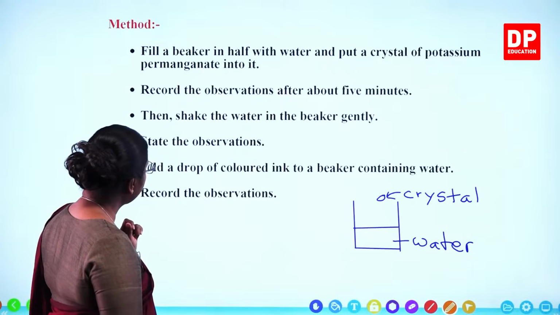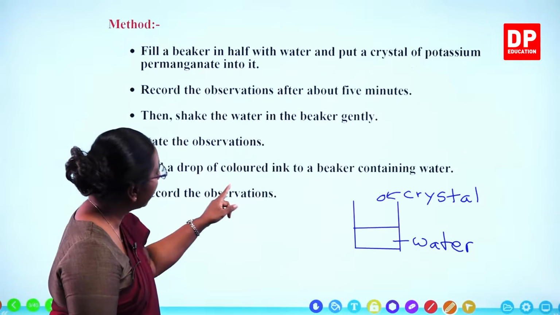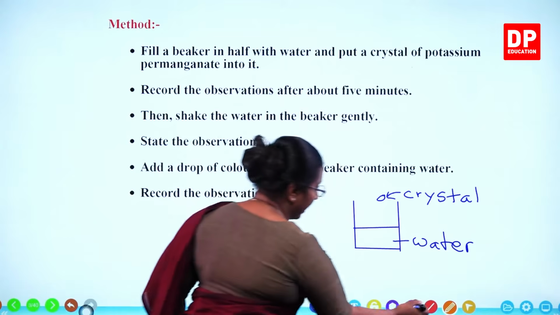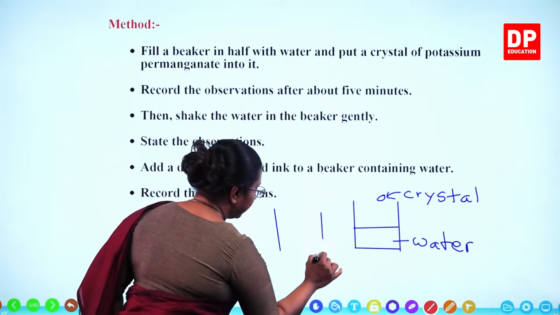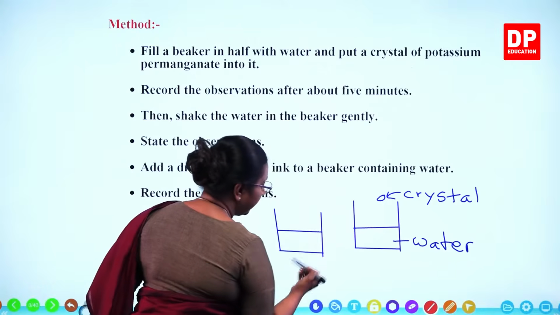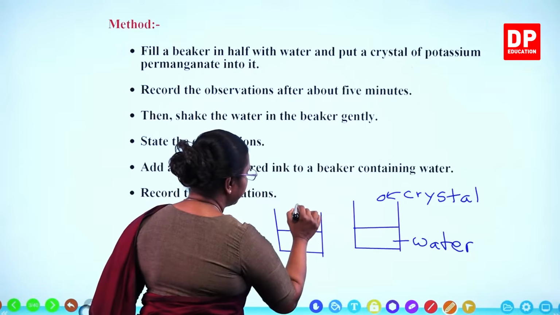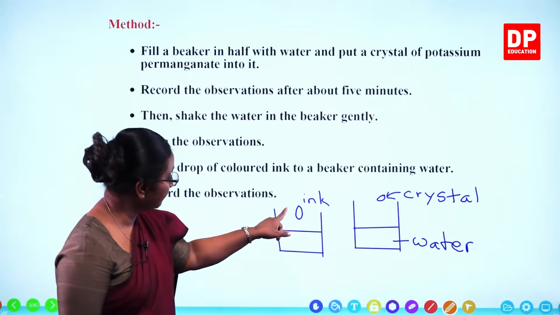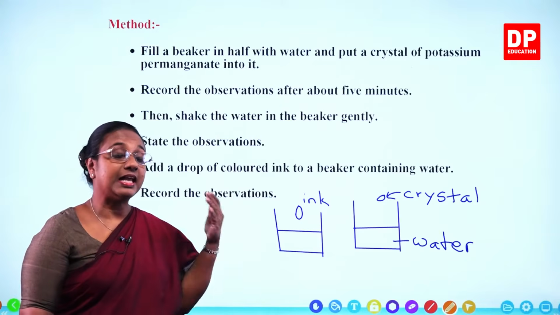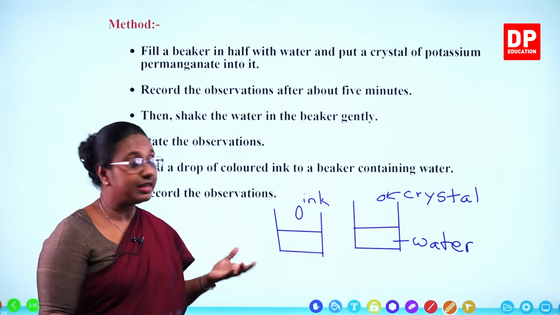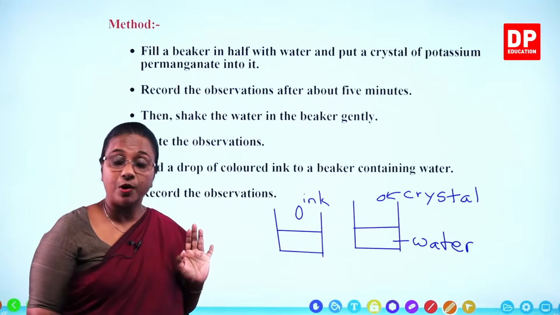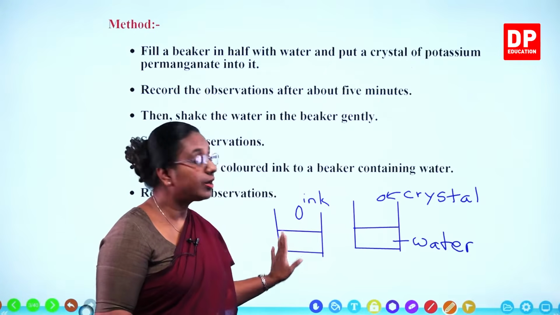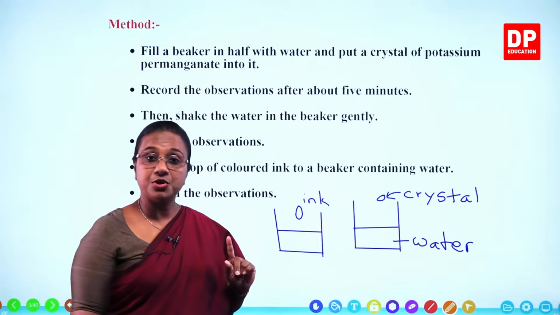Then the second part of the activity: add a drop of colored ink into a beaker containing water. A similar activity here also. You take another beaker containing water and to that you put a drop of ink. So that also goes into water. We make sure we use colored ink. It can be blue, green, red, any colored ink. And then we need to record the observation. So these are very simple activities. We use water as the liquid and here ink is also a liquid.